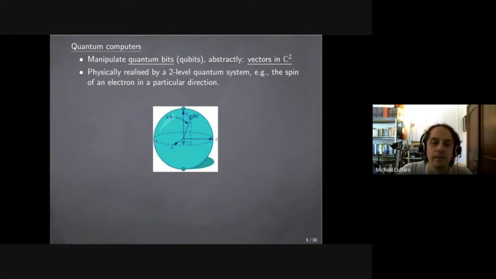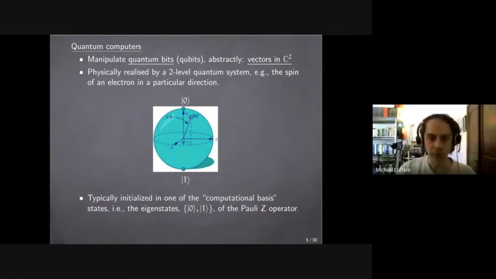The surface of the sphere is where the states of a qubit live, at least the pure states. We won't be talking about mixed states today. But pure states are all going to live on the surface of the sphere. The computational basis states, there's a little Z there, a little X there, and a little Y there, are the eigenstates of the Pauli Z operator, which are 0 and 1.